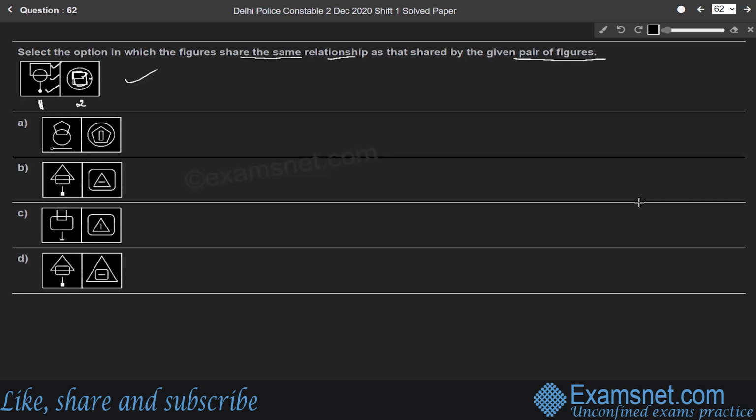Similarly in option B, there is a triangle, a box and a bottom line. In the second figure of this option, the box, which is the middle figure, encloses the triangle and this triangle encloses the bottom line. Therefore, option B is the right answer.